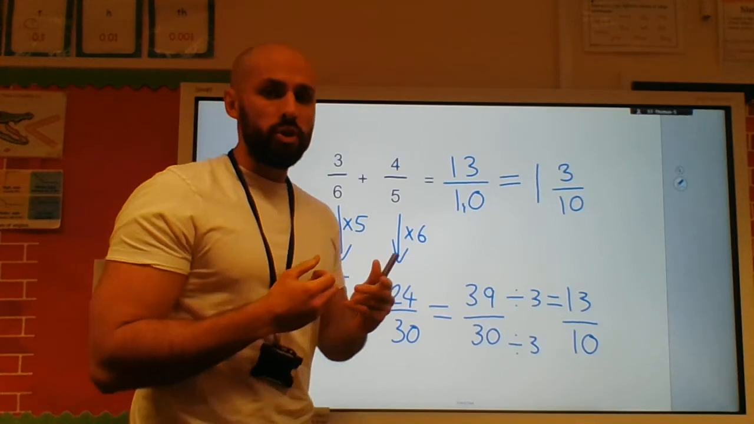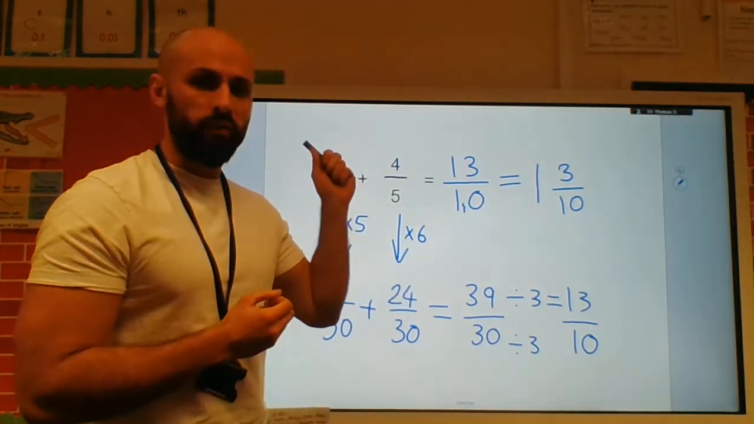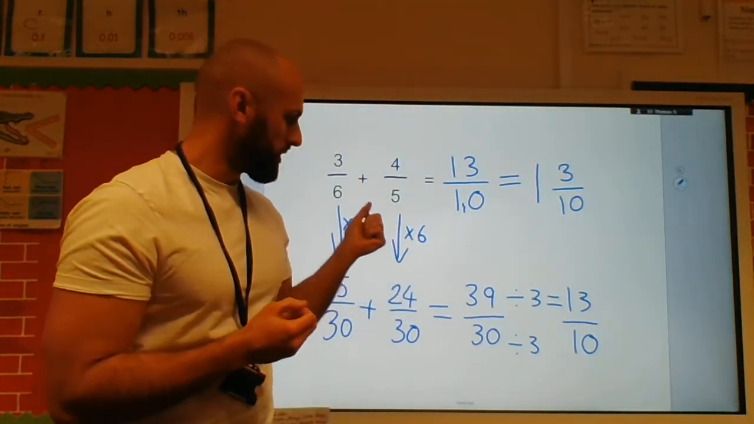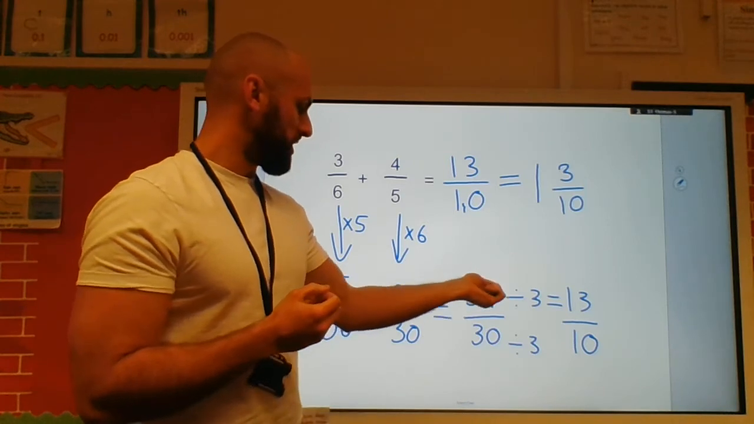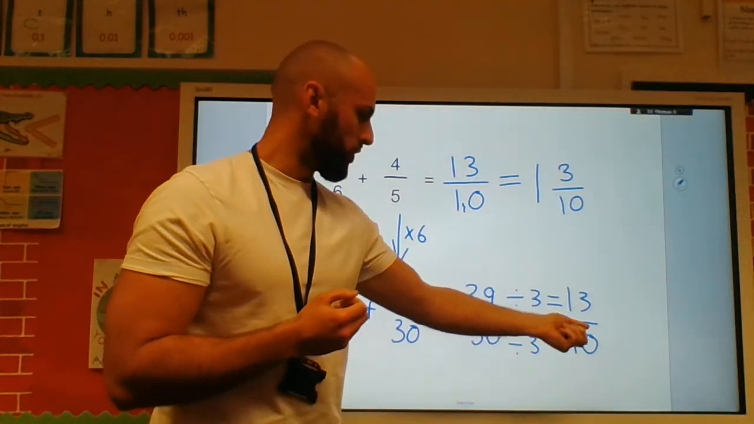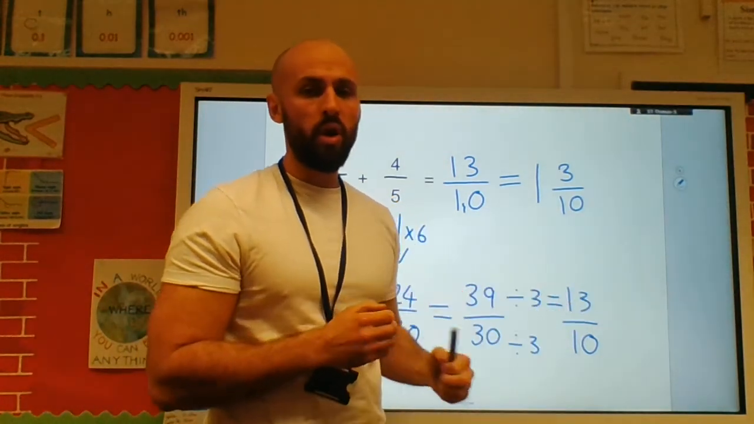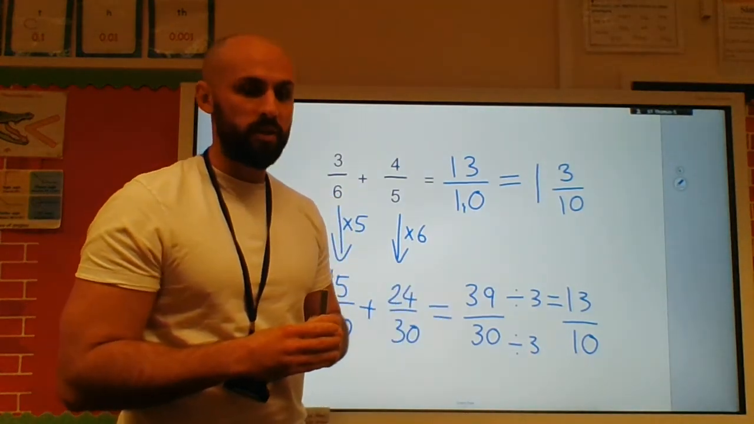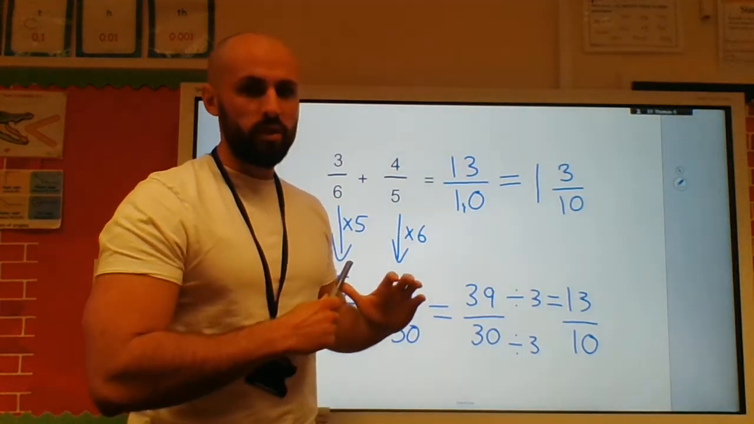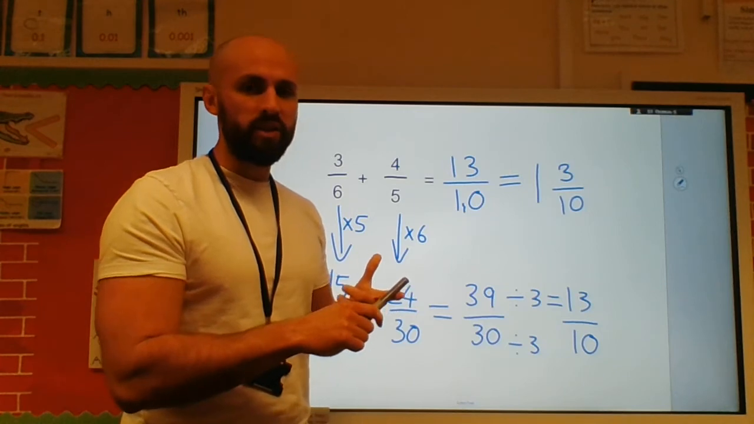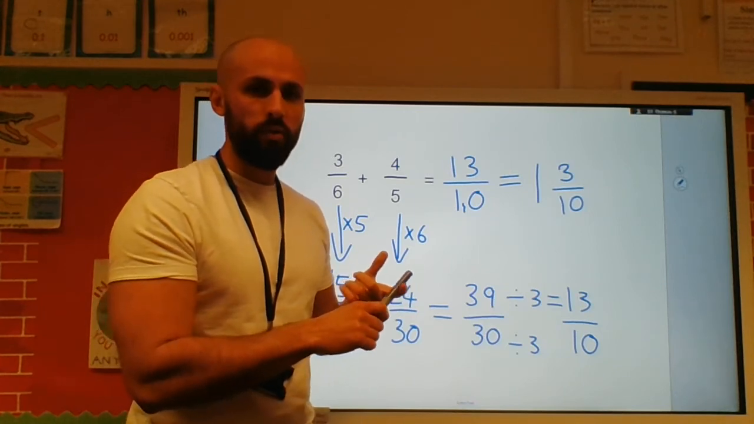It's up to you which strategy you use. You can use the one from today, where we simplify the fraction before making the mixed number, or you can use the strategy from yesterday. Turn it into a mixed number and then simplify from there. It's up to you. Best of luck.